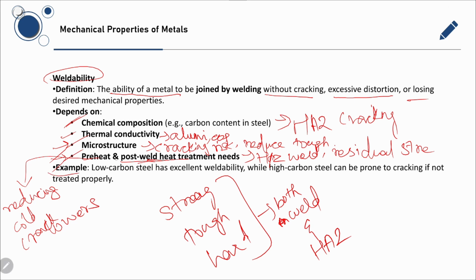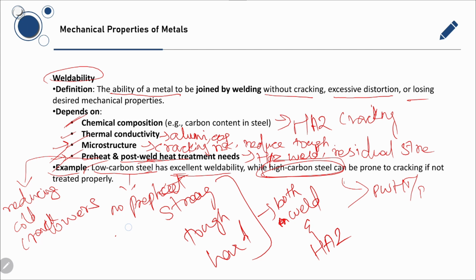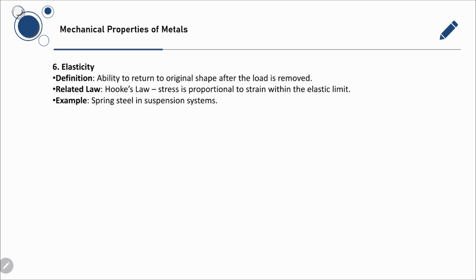The best example: low carbon steel has excellent weldability, often no preheat or only minimal preheat, and high carbon steel is prone to cracking unless treated properly. So preheat plus controlled heat input plus low hydrogen consumables and post-weld heat treatment or temper is specified in high carbon steel. In low carbon steel, weldability is excellent, with no preheat or minimal. This is weldability. The next one is elasticity.